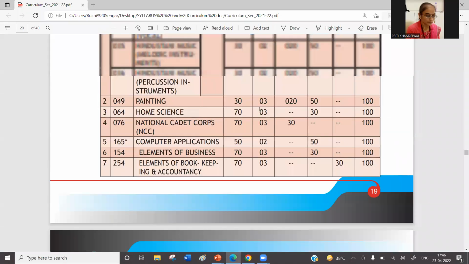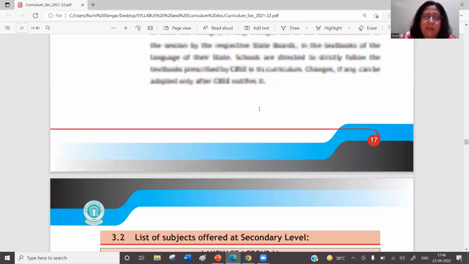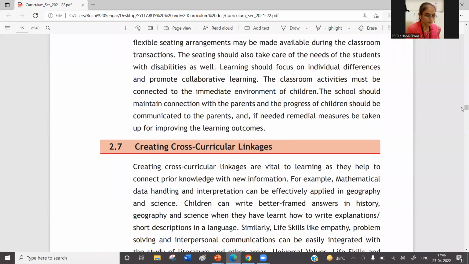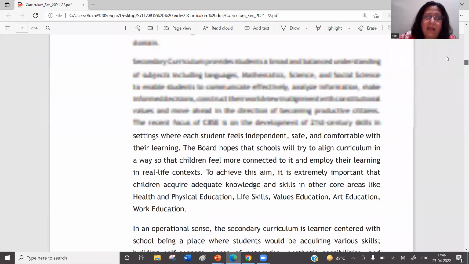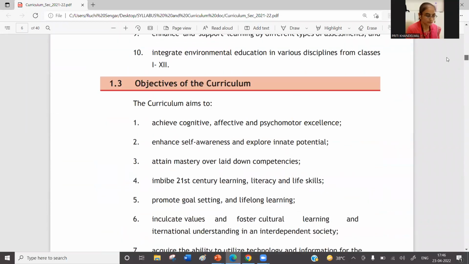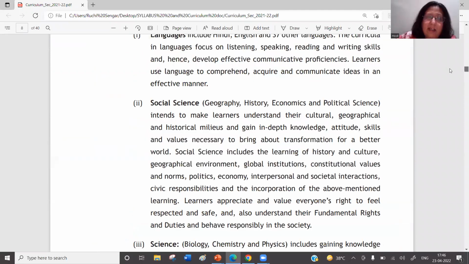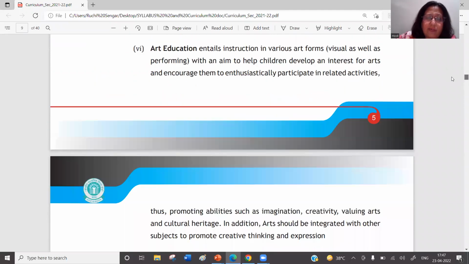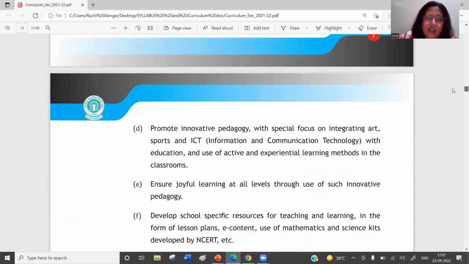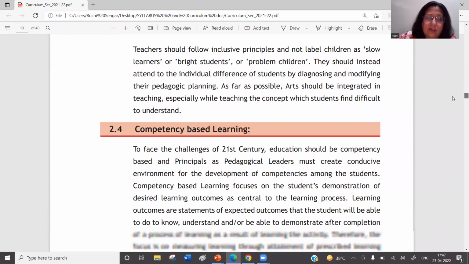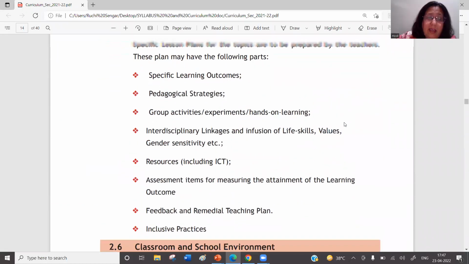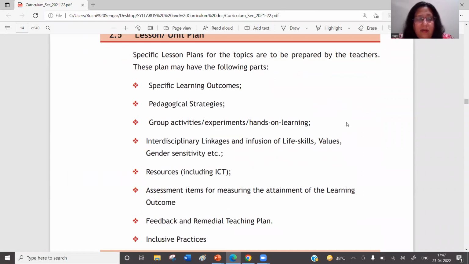They had given the lesson plan stages. Yes, there is something called lesson plans. So it's all there. Let me just take you to the index somewhere. This is the curriculum document, no? You would see it somewhere. Yeah, it's there. They will not leave you in the lurch. So this year's booklet also has it. See, this is your basic lesson plan.